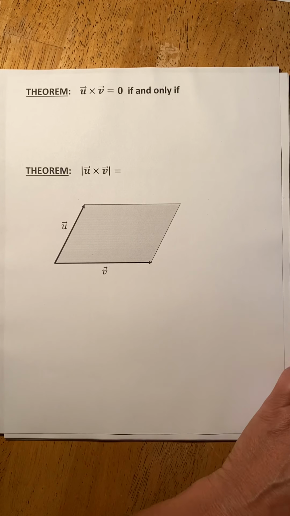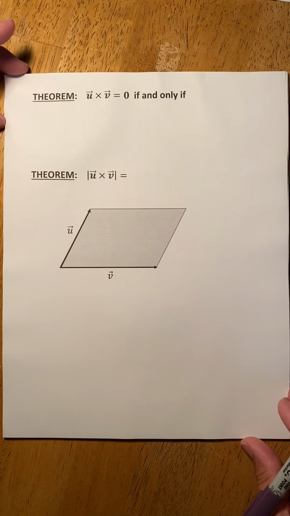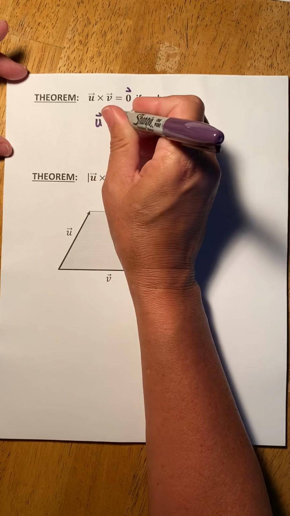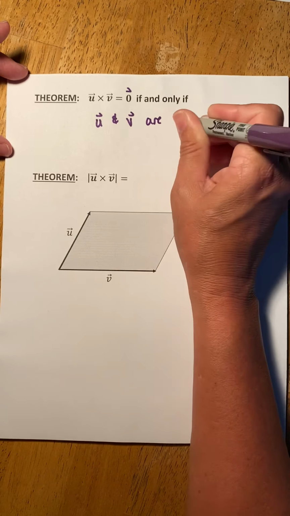Right, and lastly, the cross product u times v equals the vector 0 if and only if the vectors u and v are parallel. So we saw using the dot product, we can determine if vectors are perpendicular, because their dot product would be the scalar 0. If vectors are parallel, then their cross product is the vector, the 0 vector.